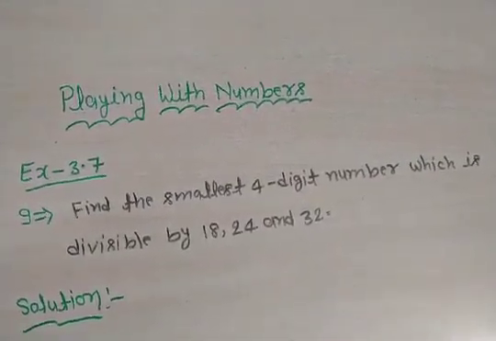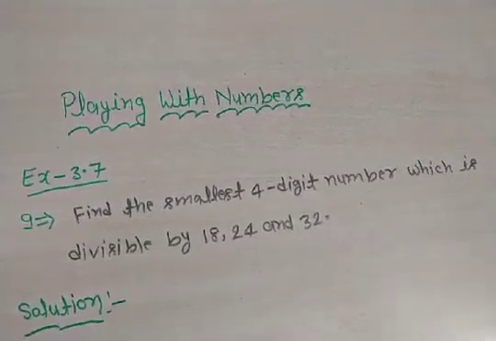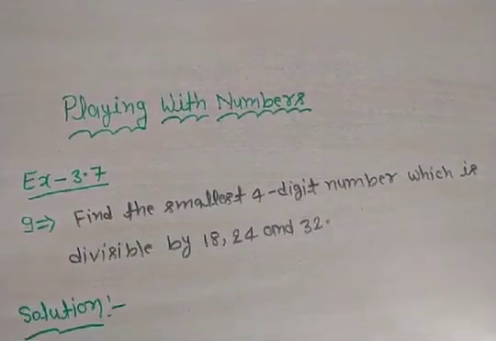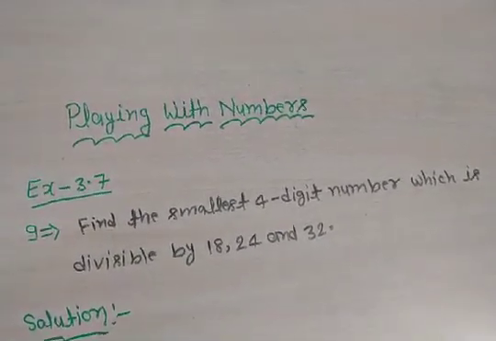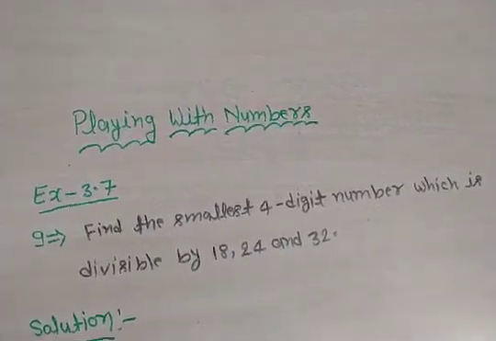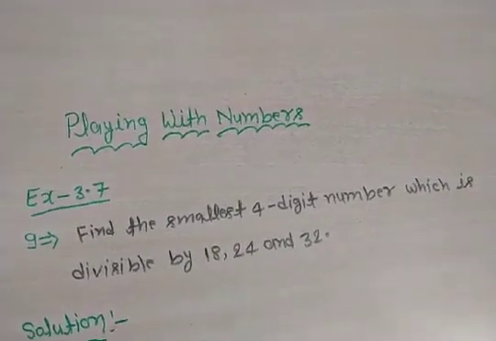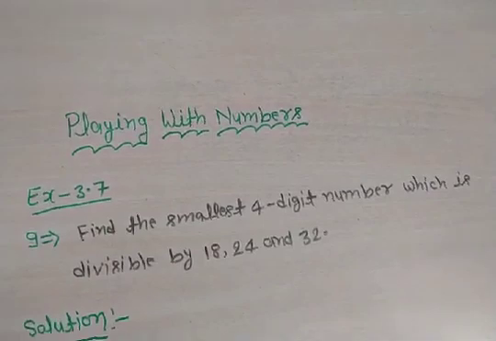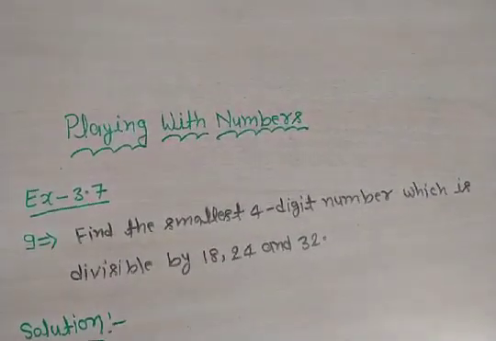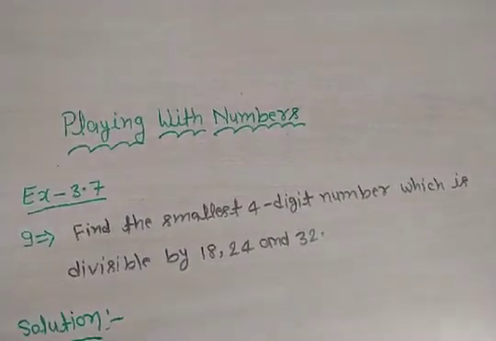So here first we write smallest 4-digit number. So what is the smallest 4-digit number? 1000 is the smallest 4-digit number, and after this we find the LCM of 18, 24 and 32 by division method. Okay, let's see how to solve it.